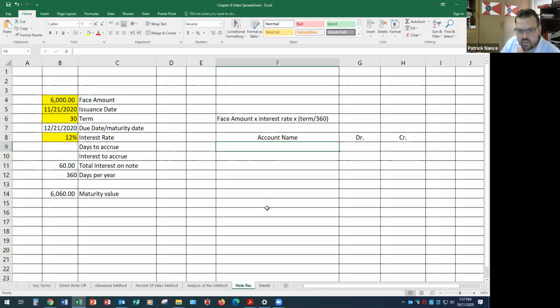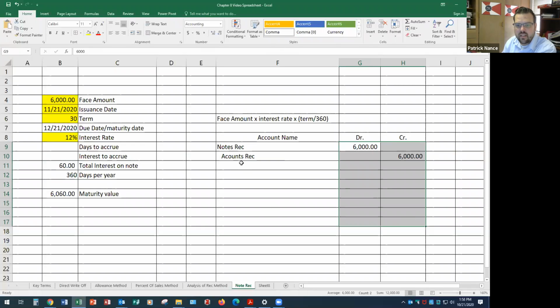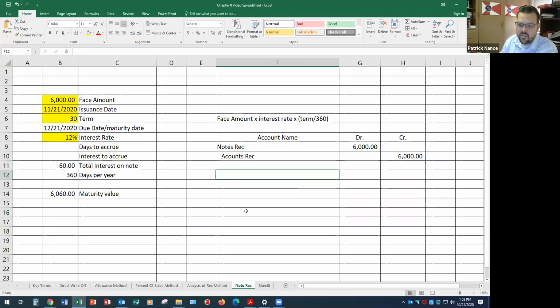Well, the first entry, we're issuing a note in replacement of that accounts receivable, so we need to show that. So we're going to increase notes receivable for the face amount of $6,000, and we're going to decrease accounts receivable for the amount of $6,000, just basically moving it from one asset to another, but correctly showing on our books the fact that it is moved from being an account receivable to now it's an interest-bearing note receivable instead.